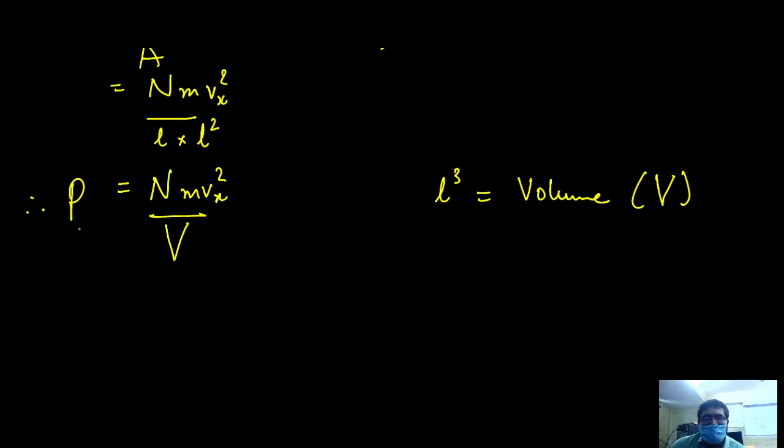So we have P equal to capital N small m vx squared divided by capital V. Now let's go over to the next thing. You can say that n into small m should be equal to mass of gas. Do you agree with this? Is this clear or not? N into m is mass of gas.